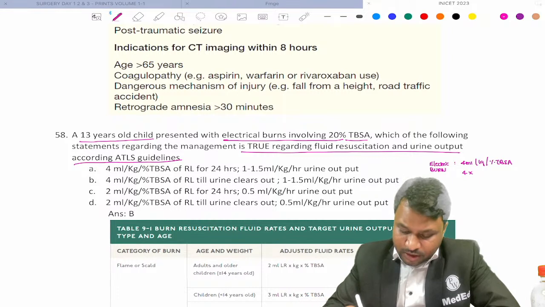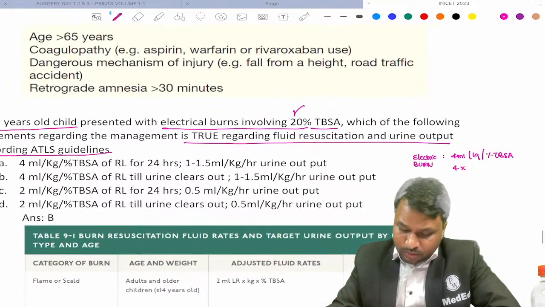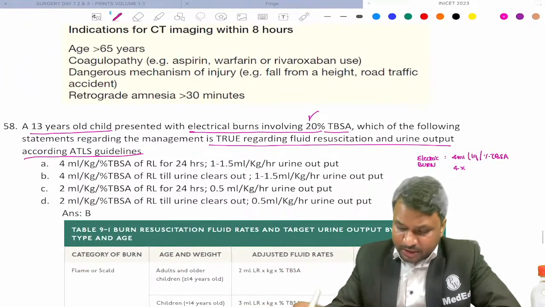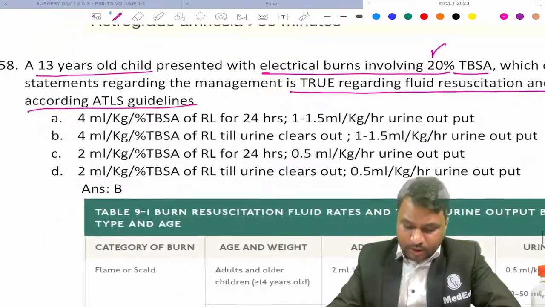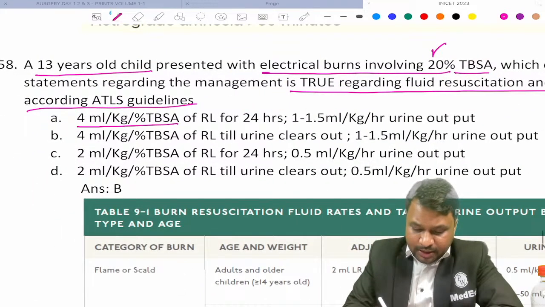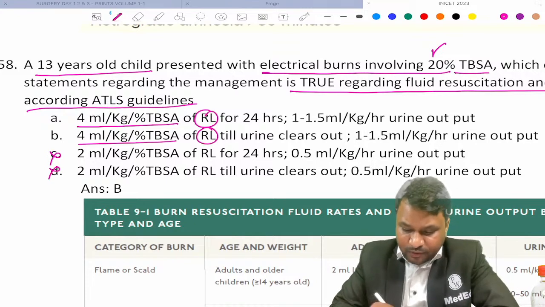We have a 13-year-old child presenting with electric burn, 20% total body surface area. Okay, so here we'll be giving 4 ml per kg, correct? So let's look at the options. We'll give 4 ml per kg. That is the answer here. So C and D cannot be the answer. Ringer lactate, yes, that is the fluid of choice for the 24 hours.